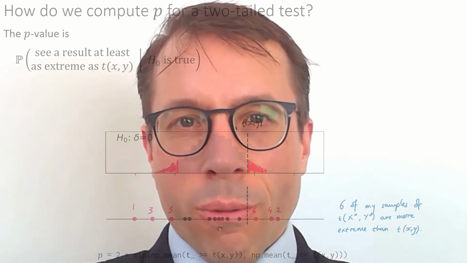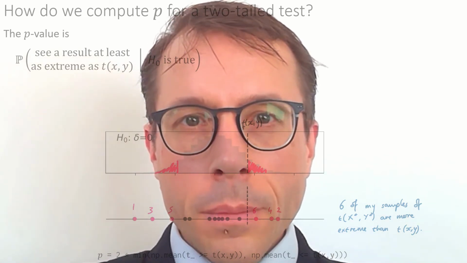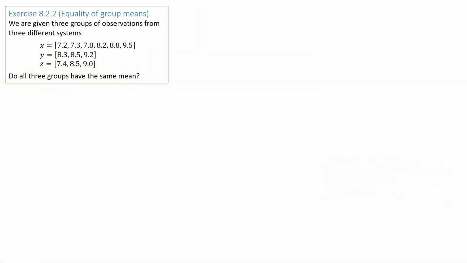Okay, that was an awful lot of thinking to understand one small line of code. I want to work through a few more examples now so that you understand the general strategy. Here's the next example. Pause the video and have a read.